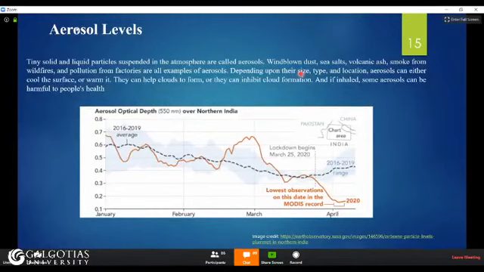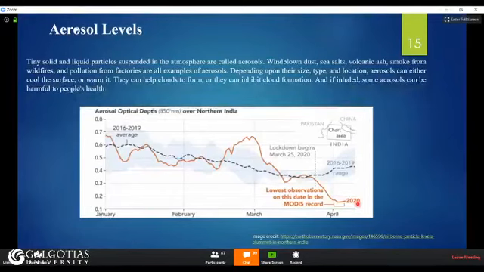Now, if you see the drastic change in the aerosol optical depth, especially in northern India, NASA has clearly observed the effect of lockdown on the aerosol pollution in the northern part of the country. From 2016 to 2019, the average is close to 0.6, between 0.6 and 0.7. But in 2020, beyond April, this has drastically come down to 0.2.